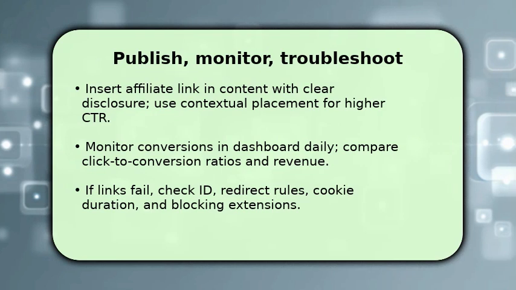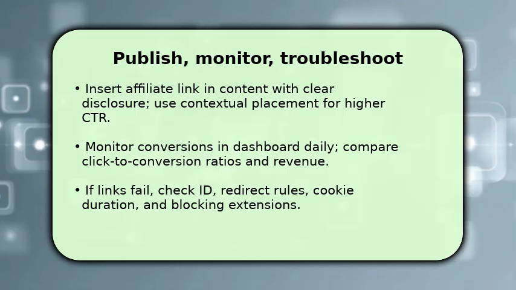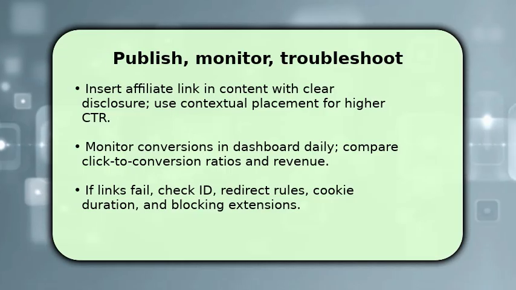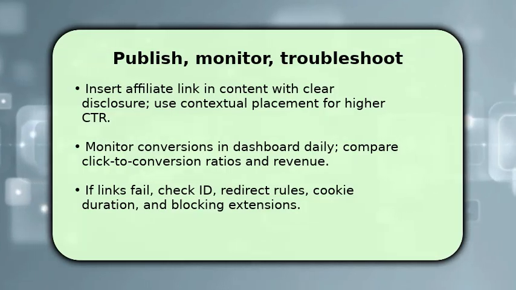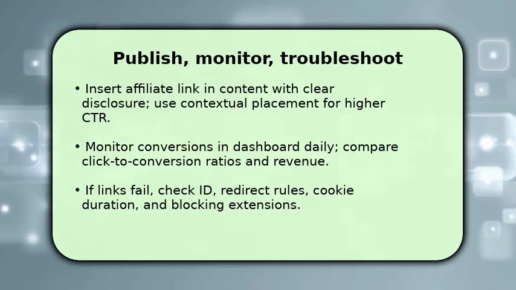Publish your affiliate link where it fits best, blog post, email, or social, while adding a clear disclosure so you stay compliant. After publishing, monitor clicks and conversion rates in your affiliate dashboard and analytics to see which placements convert. Make small changes and retest.